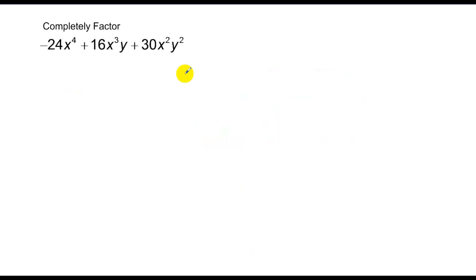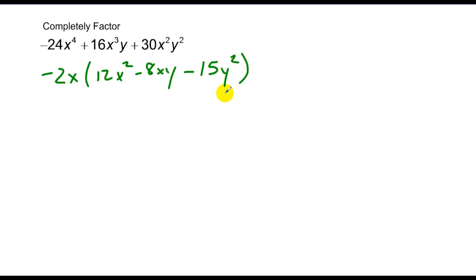So you'll notice in this example we've got a GCF running across of, it looks like there's a 2 that goes into every term and there's an x squared in every term. I also am not particularly a fan of having a leading negative coefficient, so I'm going to factor out a negative 2x squared. That leaves me with a positive 12x squared, a negative 8xy, and a negative 15y squared. You'll also notice here I have two variables. I'll show you how we deal with that now.